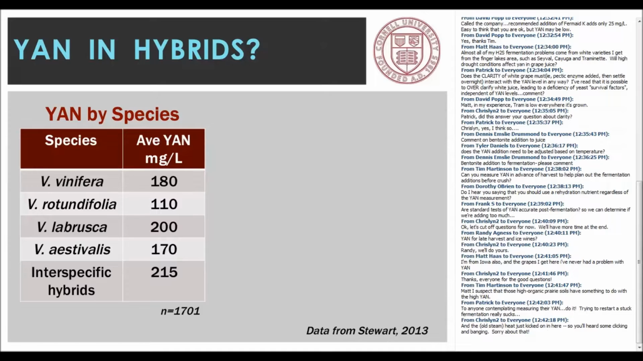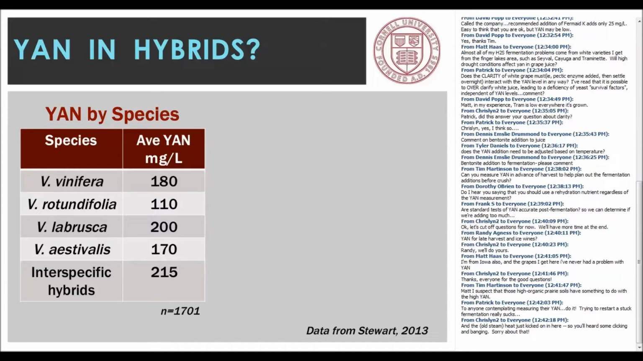She has some really nice, robust statistics and can tell us that there are significant differences by species in YAN. If you look at this chart, see the Vitis vinifera, the traditional wine grape cultivars, average YAN per milligram, and this is across the Midwest and the East and across all cultivars. So we're making some huge generalizations here. But in general, Vitis vinifera is around 180 milligrams per liter. You can see that Vitis rotundifolia is lower than that.